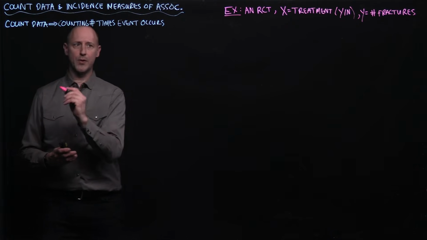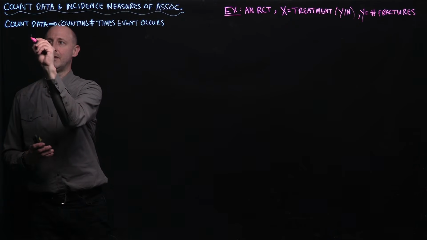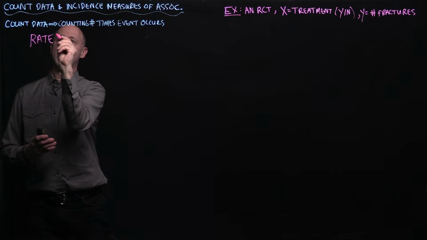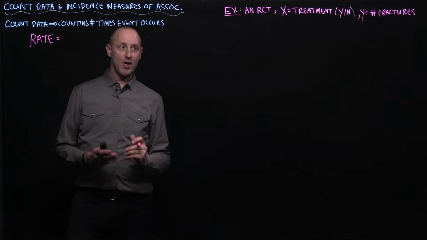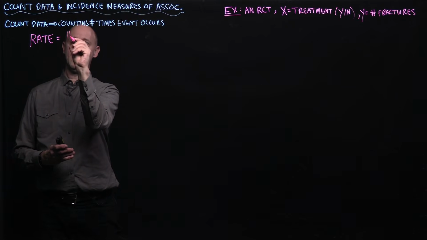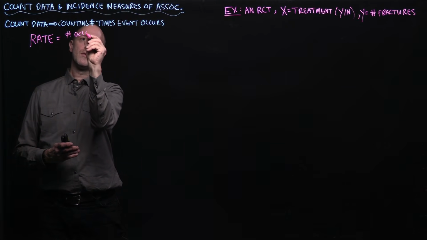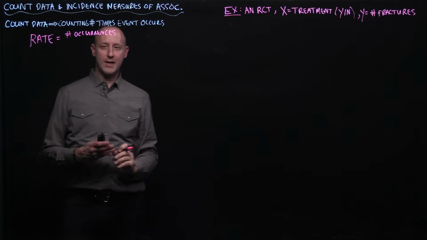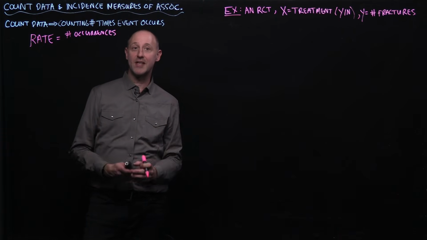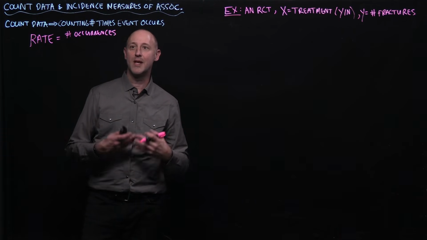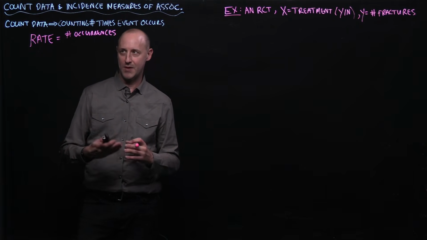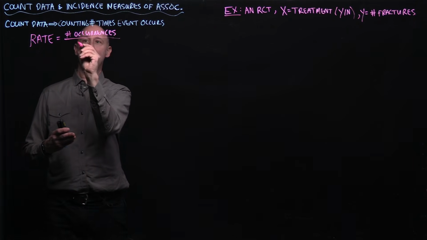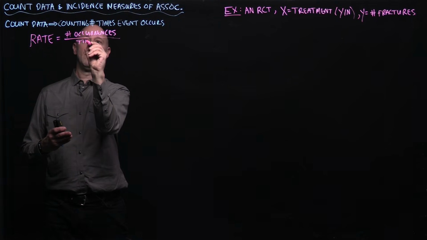So let's put that down on the board. We tend to summarize count variables using a rate, okay? The number of occurrences. Okay. And I should step back and say the number of occurrences is the count, right? That's the number of times the event happened. Okay, so the number of occurrences is the count divided by the time.